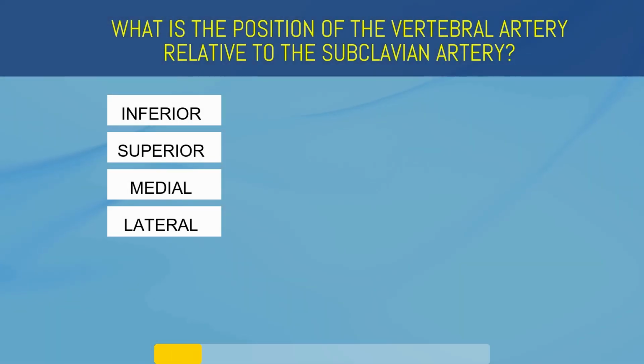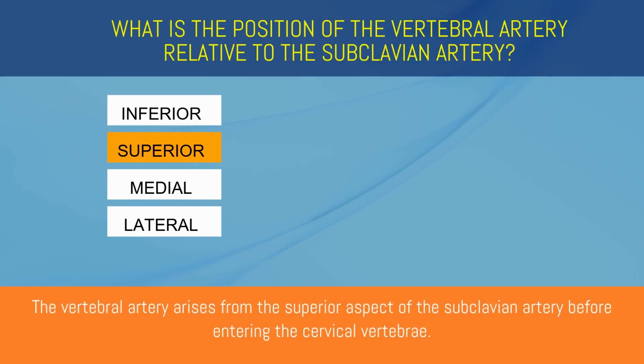What is the position of the vertebral artery relative to the subclavian artery? Inferior, superior, medial, or lateral? Superior. The vertebral artery arises from the superior aspect of the subclavian artery before entering the cervical vertebrae.